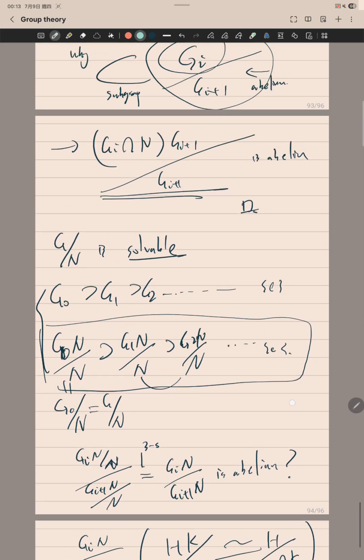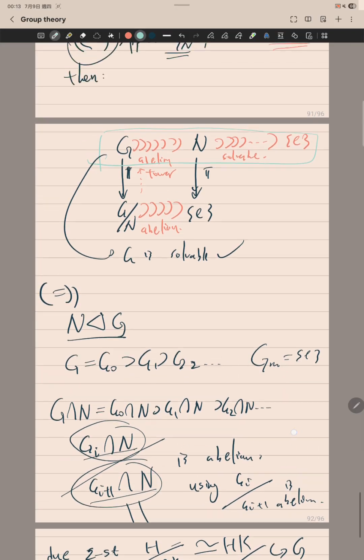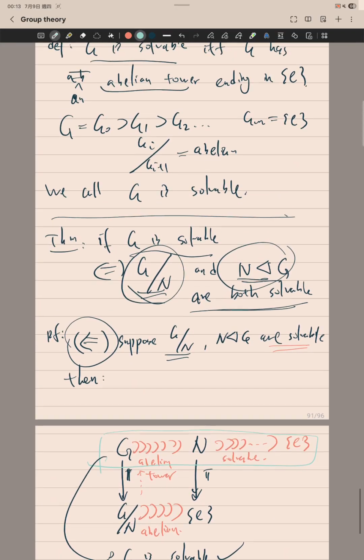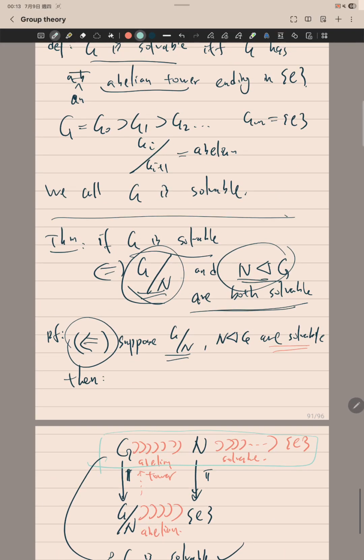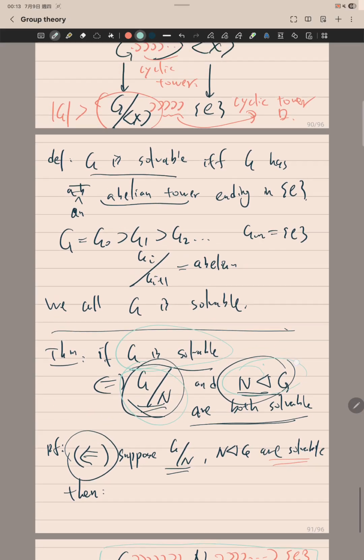You can see this is very terrible to prove. Proving that if G is solvable, then both G quotient N and N are solvable, are both terrible tasks.